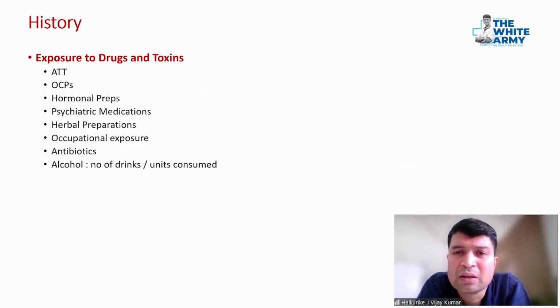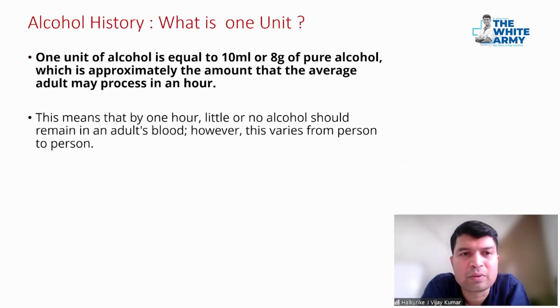Occupational exposure, and some antibiotics; the most common antibiotic we see here is amoxicillin-clavulanic acid. Sulfa medications we don't use nowadays. Alcohol is another important thing, and it's favored by most of the UG examiners. People keep asking the number of drinks, units, and all those things, just to confuse the student and divert him from the main topic.